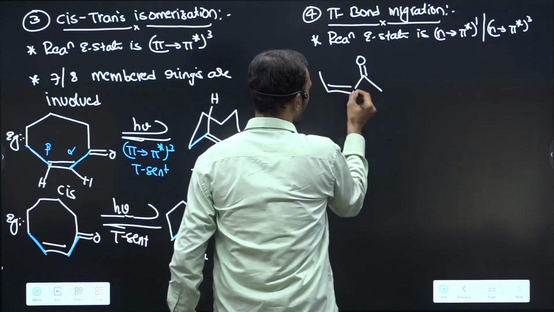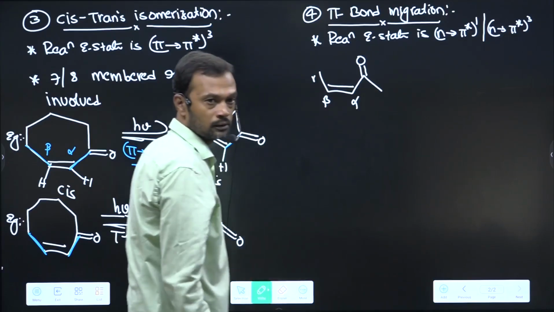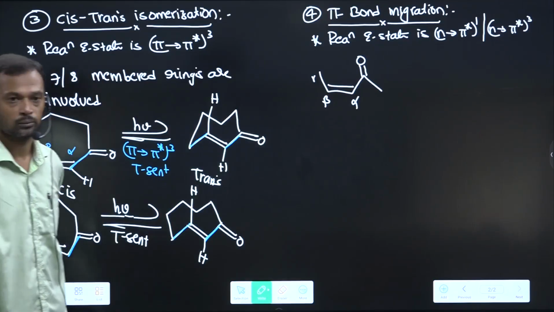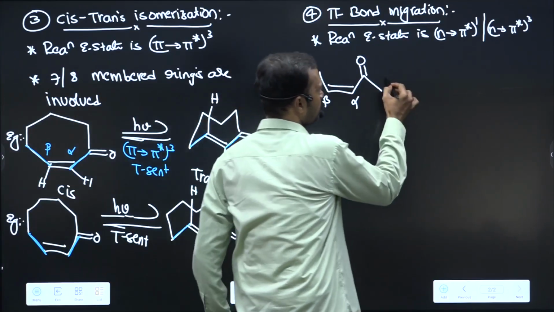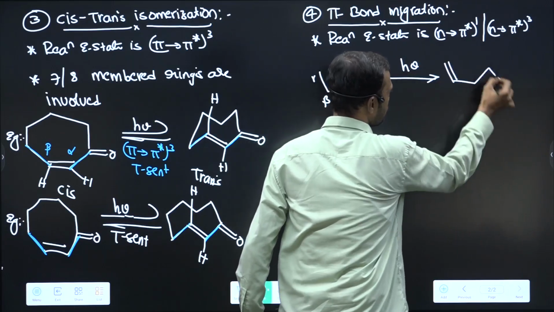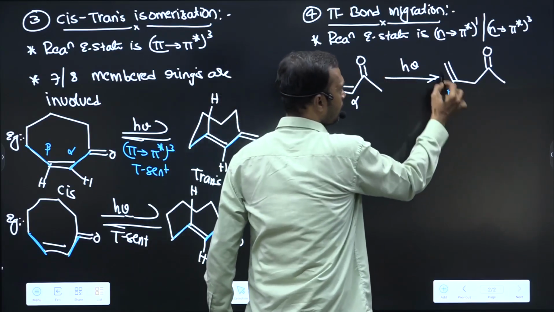See, this is a carbonyl group. Alpha, beta, gamma is required. Gamma carbon should be saturated. Alpha, beta should carry a double bond. Now this is on photochemical. Okay. So your answer is this one. The double bond migrates from alpha, beta to beta, gamma. This is the answer.